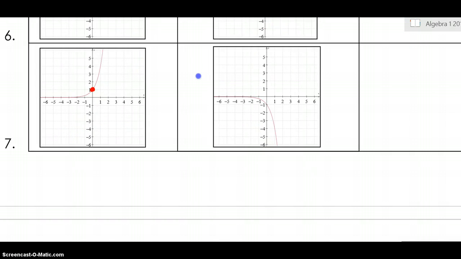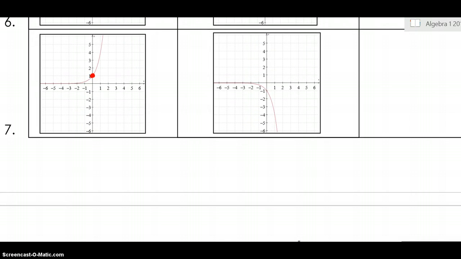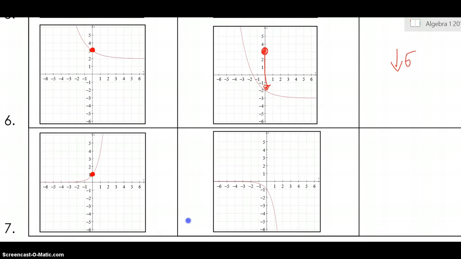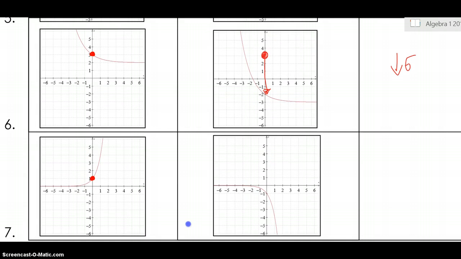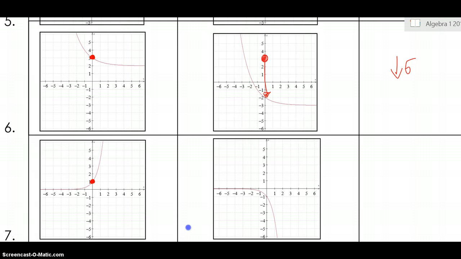And then number 7, I skipped 6? I just did. Yeah. From 3 to -2? Down 5?